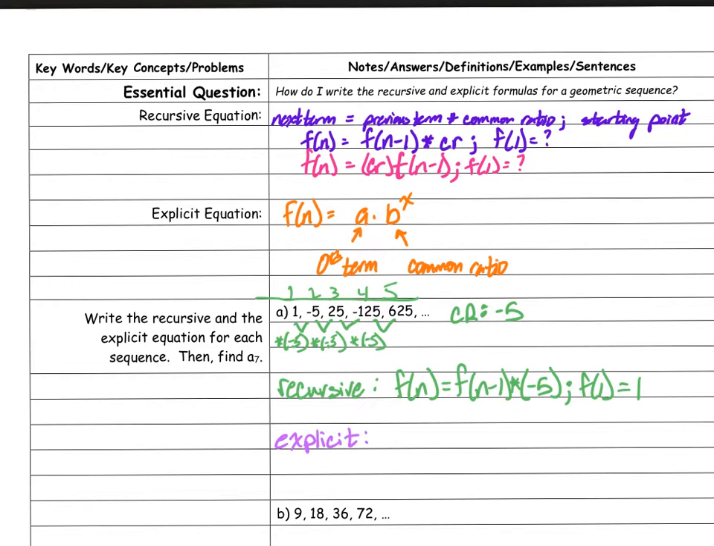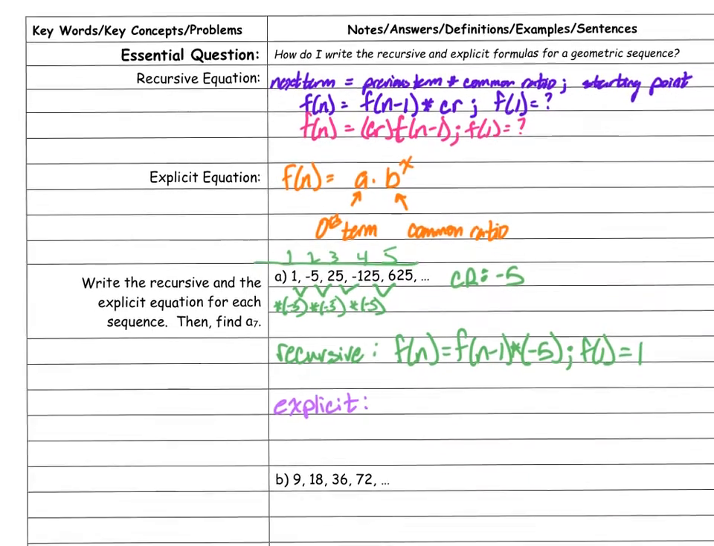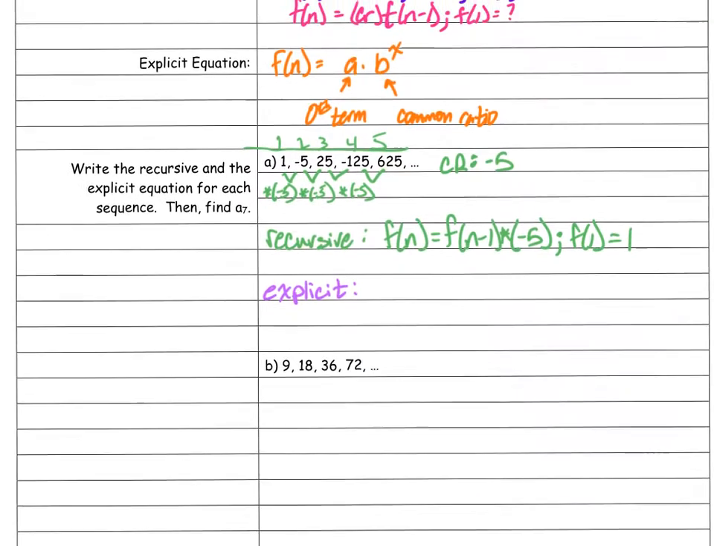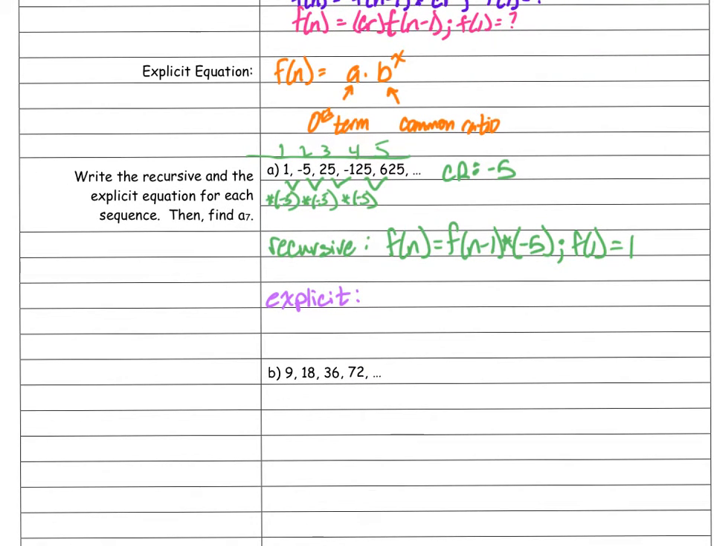So now we're going to go to my explicit this time. My explicit equation says f of n equals my 0th term. So now I need to find out what my 0th term is. What do I multiply by -5 to get 1? What number do I multiply by -5 to get 1? So I kind of say it this way. That's kind of a mathematical term to me.